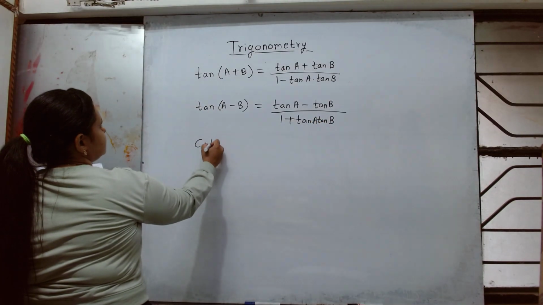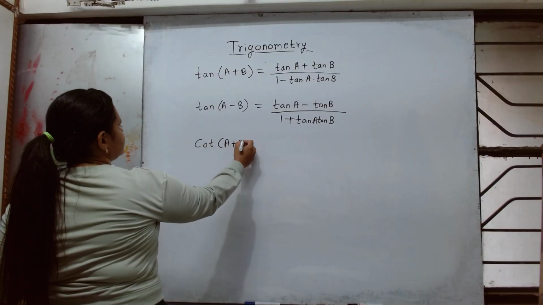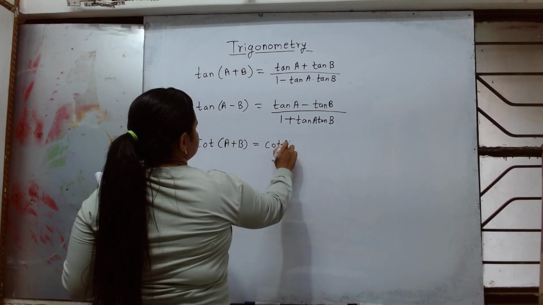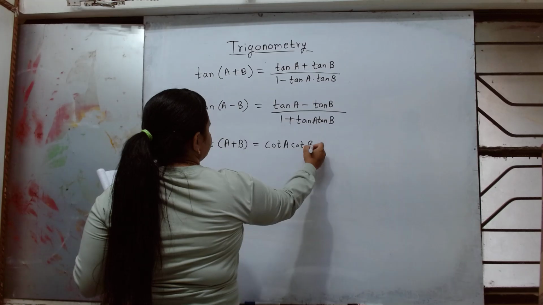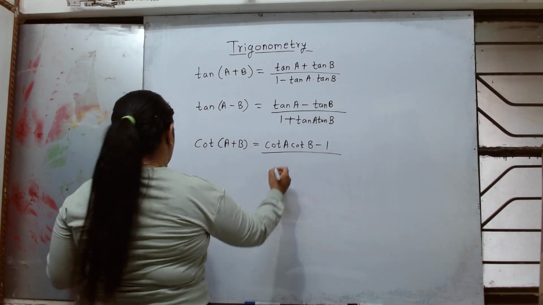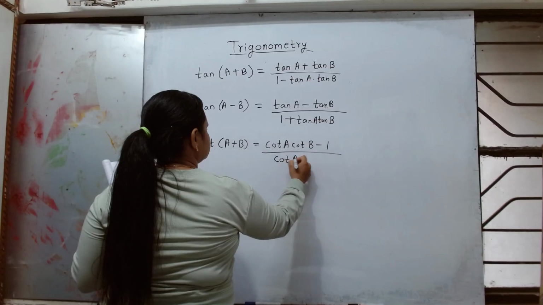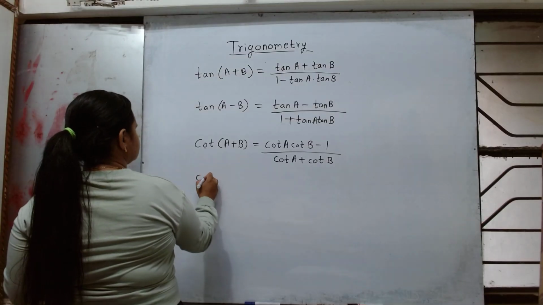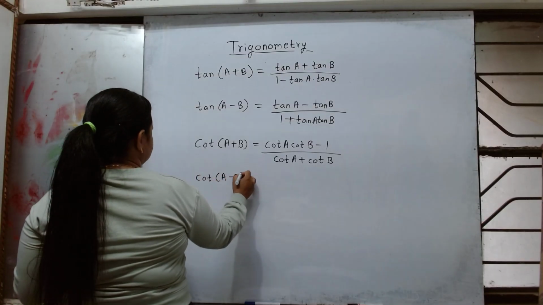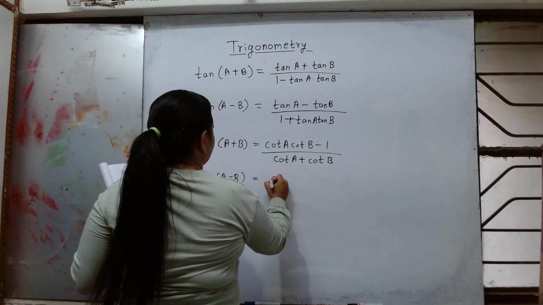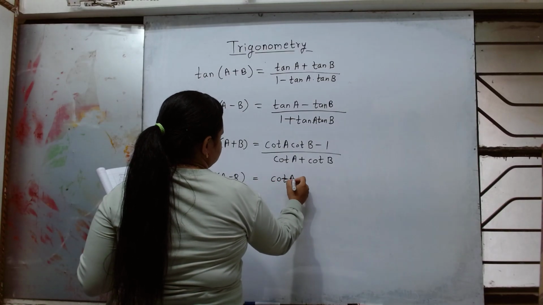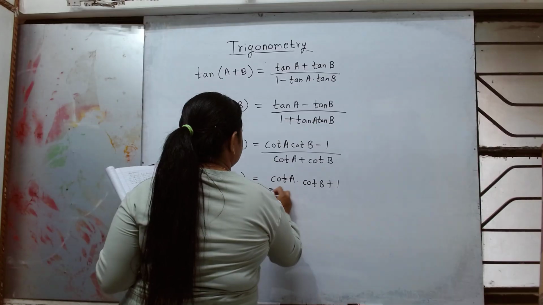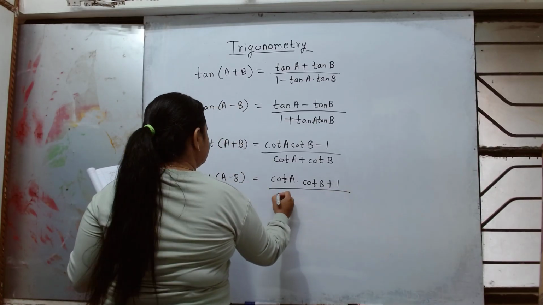Now for cot of a plus b, it equals cot a cot b minus 1 upon cot a plus cot b. Cot of a minus b equals cot a cot b plus 1 upon cot b minus cot a.